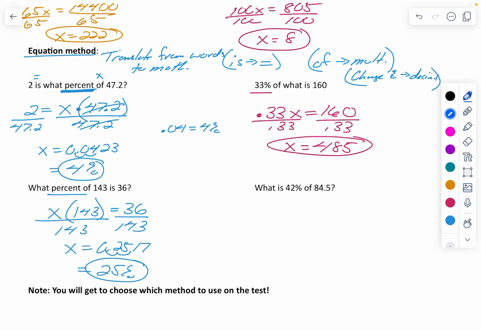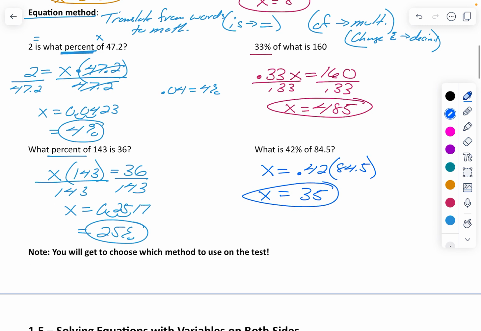And finally, what is 42% of 84.5? We just need to simplify that right side, and rounding to the nearest whole number, you should get x equals 35.